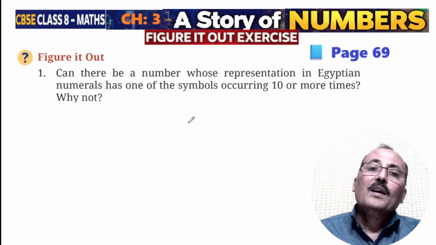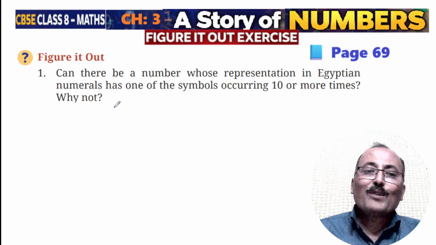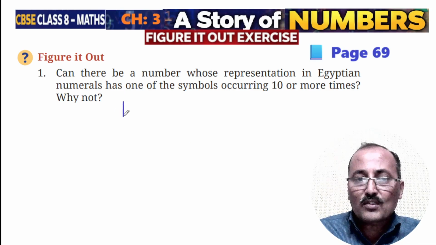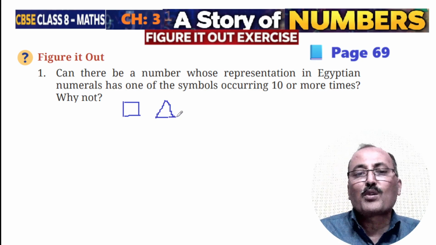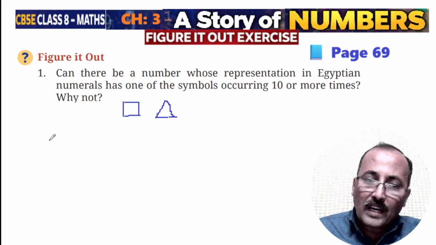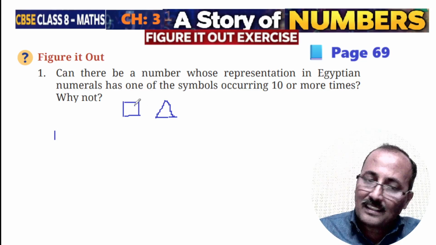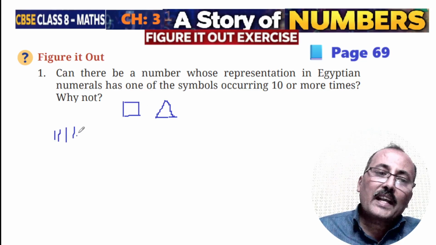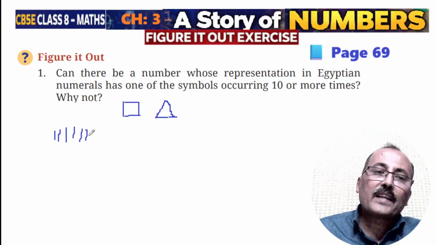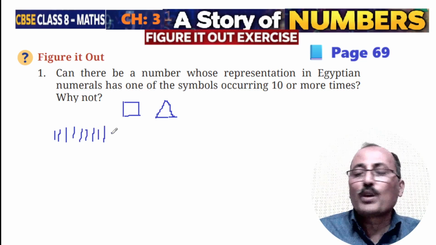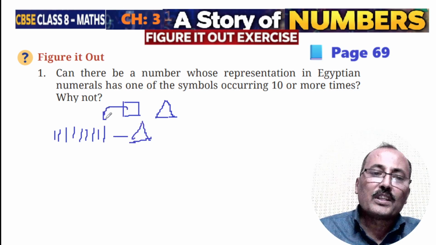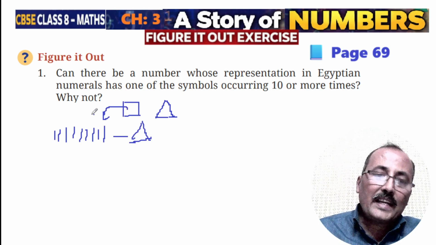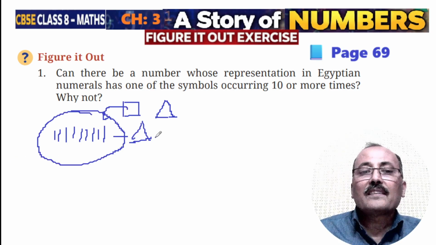Now listen, we have taken a square for 5 power 0 and a triangle for 5 power 1, like that some symbols we have taken. So if we are writing 10, we won't write 10 lines: 1, 2, 3, 4, 5, 6, 7, 8, 9, 10. Instead of this, we will write one triangle. In the place of this, I wrote this one. You have to understand, instead of writing 10 symbols, we'll write the next one.